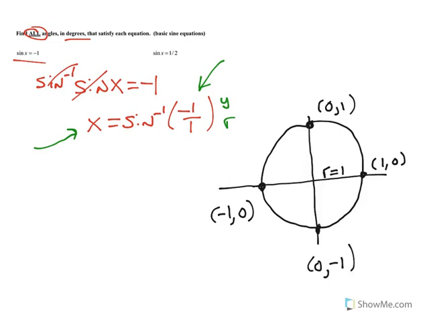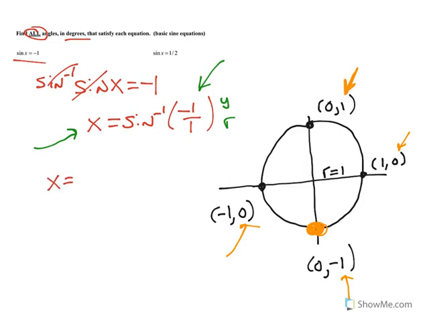So where on these 4 points do you have a -1 on the y? And that will be right here. And it's not going to happen at any of the other y values. None of those other y values are -1. This one's kind of close, but it's not -1, it's +1. And the radius can't be negative. So we're only going to have this one solution point at 270 degrees.